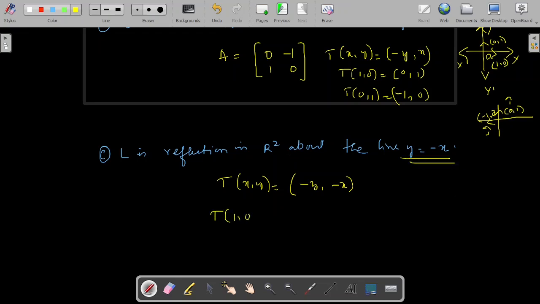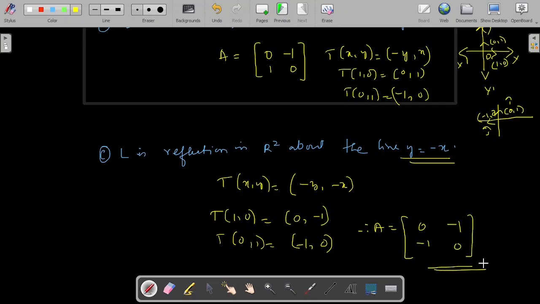So T of 1, 0 goes to 0, minus 1. T of 0, 1 goes to minus 1, 0. Therefore, what is the matrix of this transformation? 0, minus 1, minus 1, 0. So this is how to get the matrix of the transformation with respect to the standard basis.